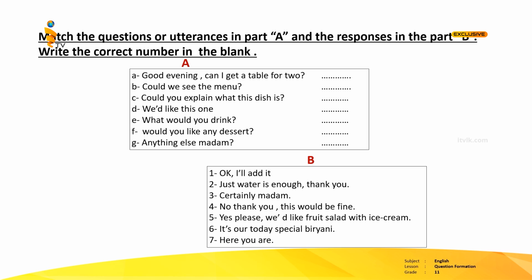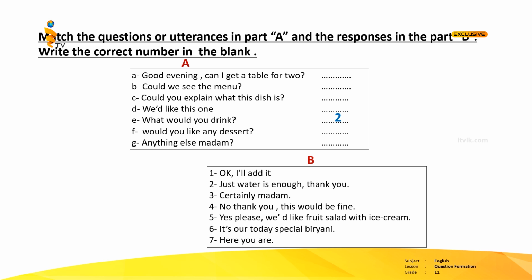What's the best way to select the most suitable answer? The best way is to go first for the easy and more familiar one. I think the words like drink, dessert are more familiar to you. Let's start with that. Okay, let's look at the E question. What would you drink? So you have to find the relevant answer saying about a drink. What about the answer 2? Just water is enough, thank you.